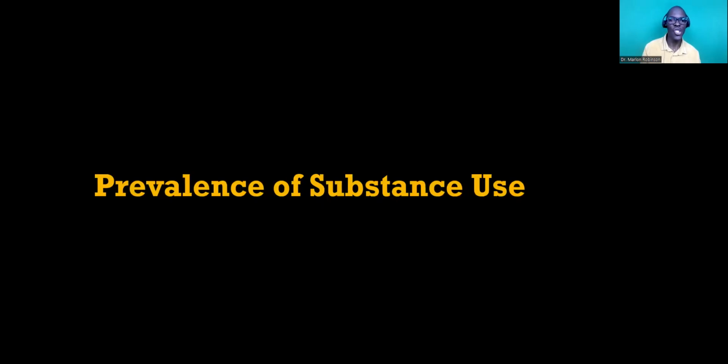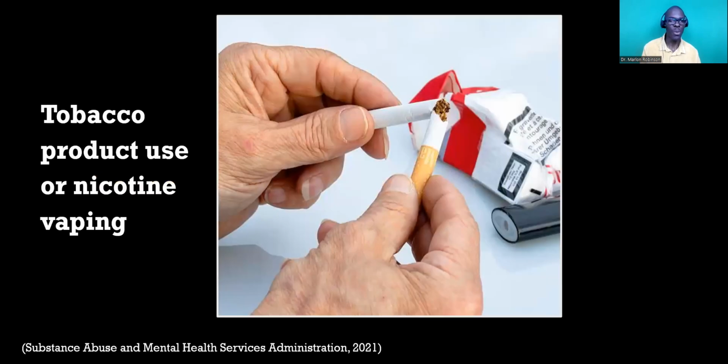So let's talk about the prevalence of substance use disorders. I will share in this presentation data from the 2020 National Survey of Drug Use and Health, based on the Substance Abuse and Mental Health Services Administration 2021 report. So, tobacco product use or nicotine vaping. In 2020, 20.7% of people aged 12 or older, or 57.3 million people in the US, used tobacco products or vaped nicotine in the past month.